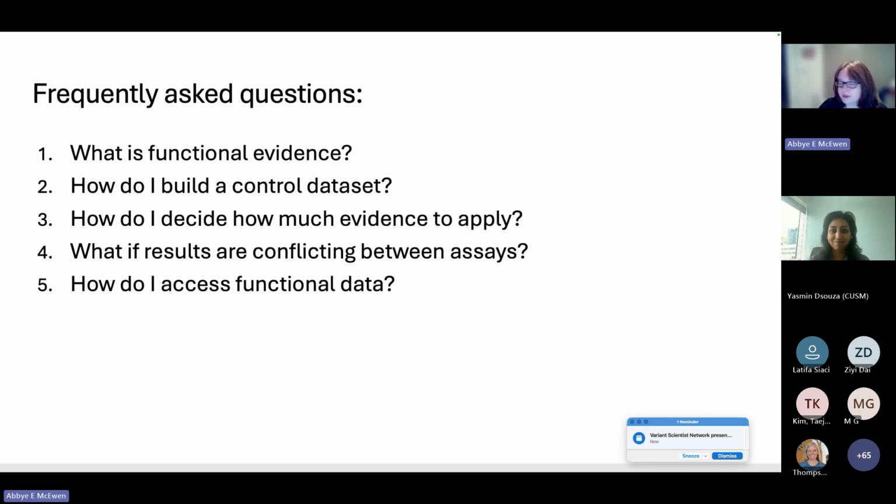All right, so here's our roadmap for the next hour. I'm going to go through 5 questions in order. What is functional data? How do you build a controlled data set? How to decide how much evidence to apply to a functional data set? What to do when assays conflict? And how to actually find the data. If you can hold questions for the end, that would be great, but do jump in if something's urgent.